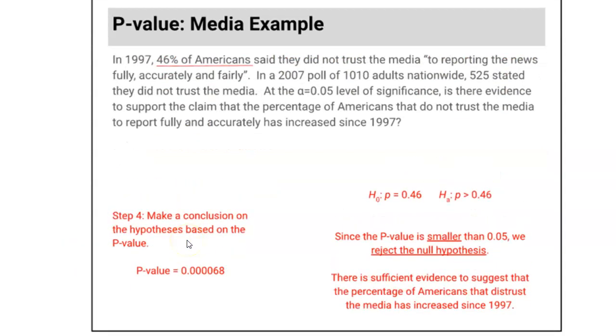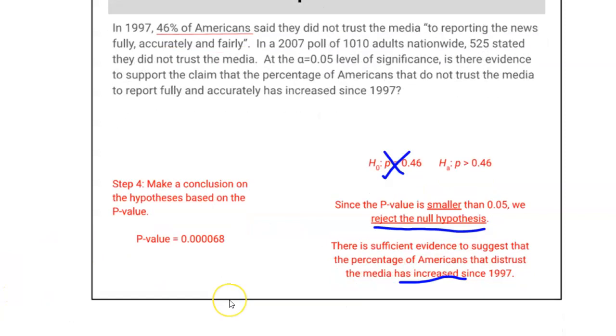A small p-value means we reject the null hypothesis. There's enough evidence to suggest that the percentage has increased since 1997. We no longer believe this. We reject it. It's not that we're accepting this. We're just rejecting the fact that p is equal to 0.46.